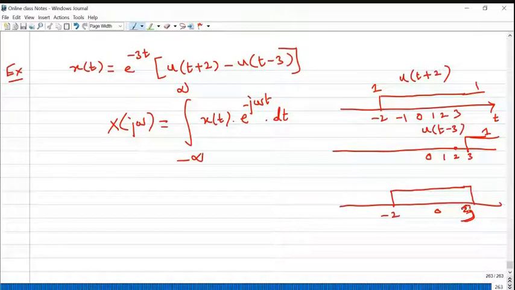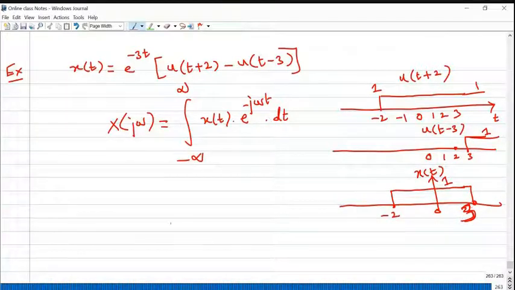So minus 2 to 3, the magnitude is 1. This is the given x of t. For this kind of signal, you do the sketch first. From the sketch, identify what is the magnitude of x of t and from where to where the signal exists.